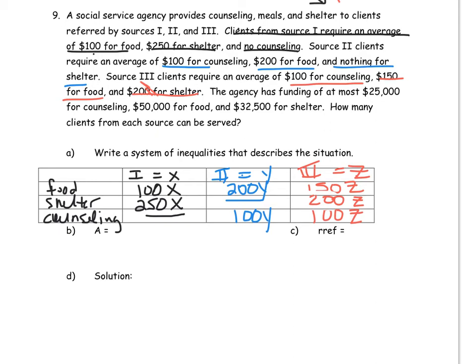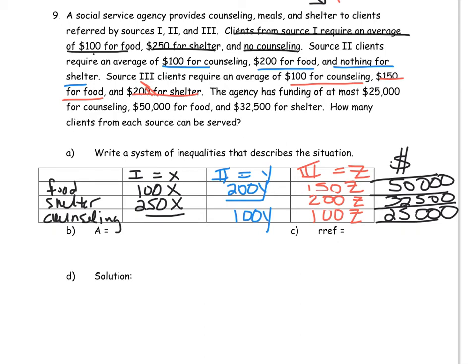And the maximum amount of money they've got is going to be given in this last set of constants. So they have at most $25,000 for counseling. They have at most $50,000 for food. And they have at most $32,500 for shelter. How many clients from each source can they serve?